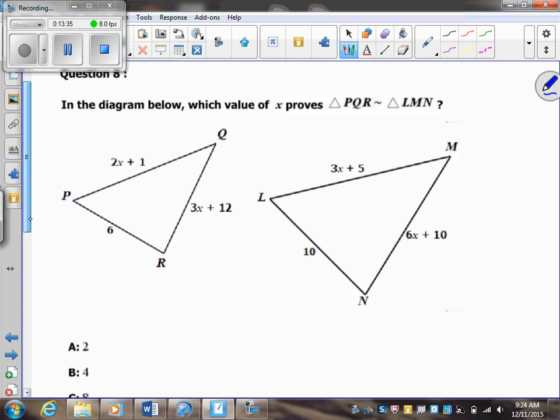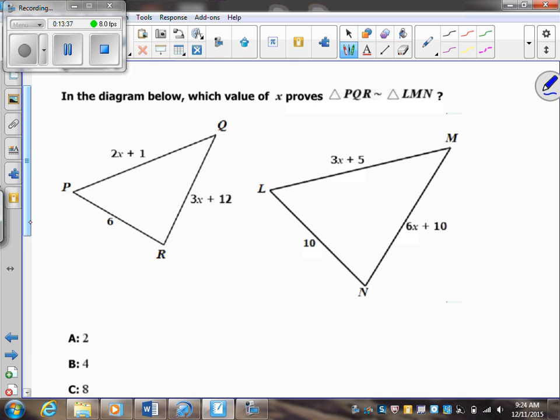In the diagram below, which value of x is going to prove that PQR is similar to MNO? So remember, the sides need to be proportional. So the way I'm going to do it is PQ is going to be proportional to LM, right? I'm going to color code them. And QR is going to be proportional to MN. And the last one is PR is going to be proportional to LN. So I don't need to solve for all of them. I just need to solve for x.